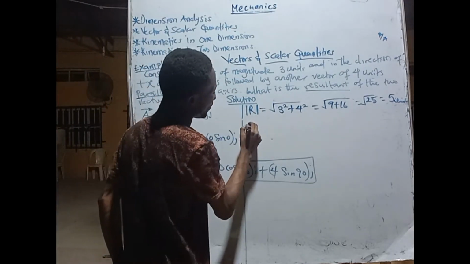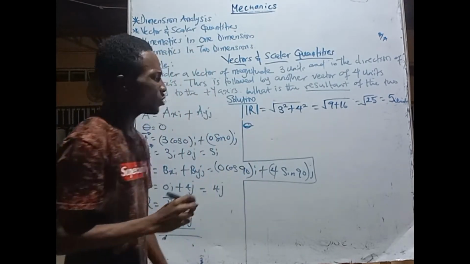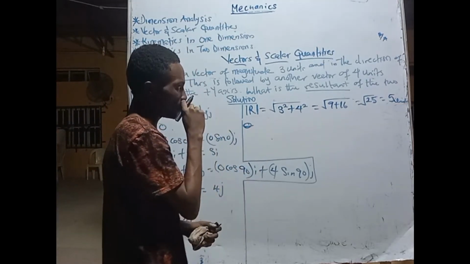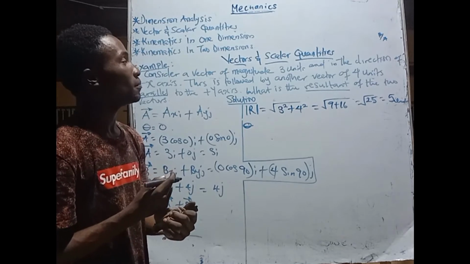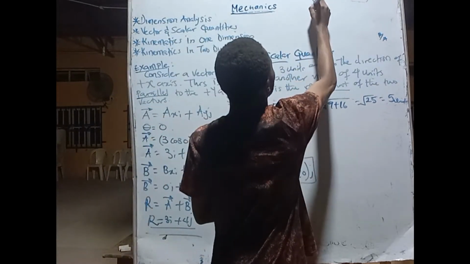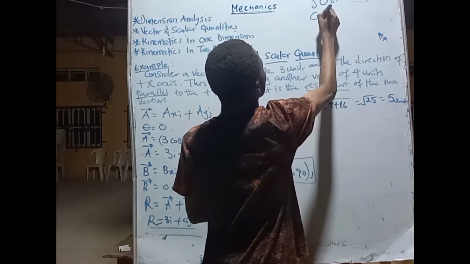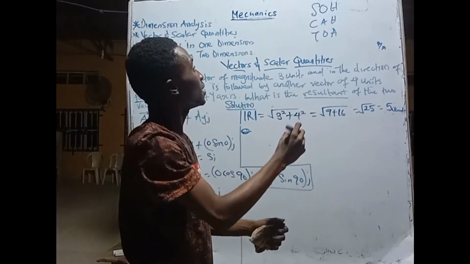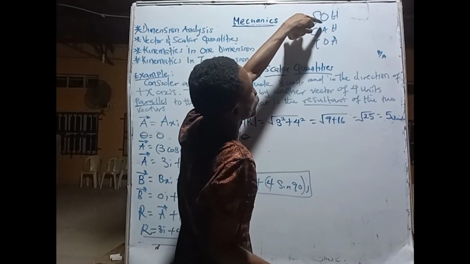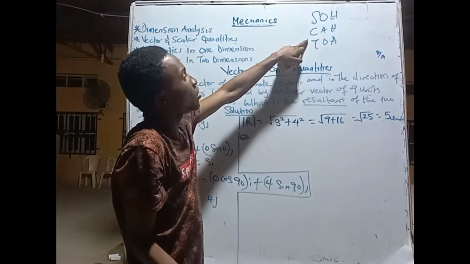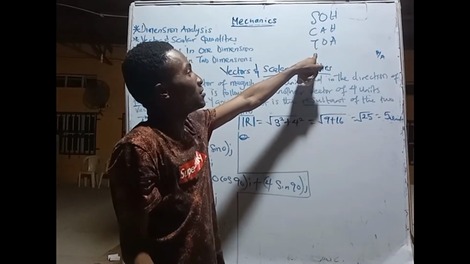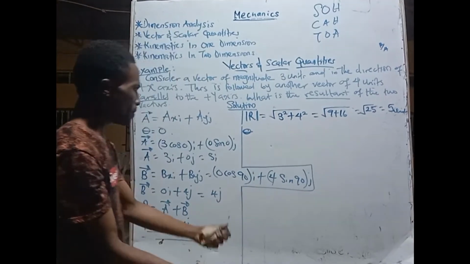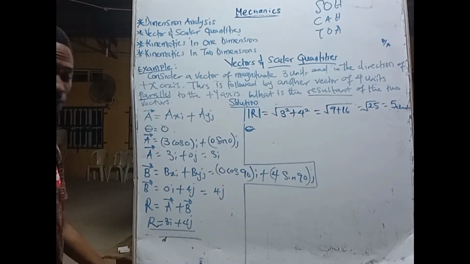Now, what is the direction? When we're talking about direction, we mean the theta, the direction of the vector. Remember from our SOHCAHTOA, I believe you are familiar with this, where we have sine equal to opposite over hypotenuse, cos equal to adjacent over hypotenuse, and tangent equal to opposite over adjacent.